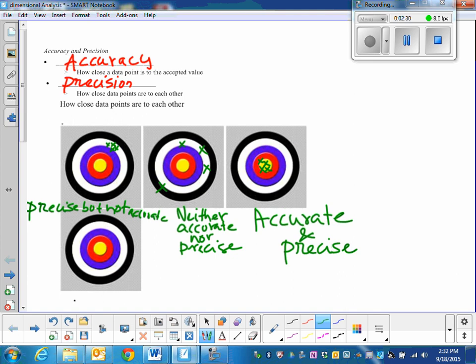Alright? So I threw my darts. Three of them almost land here, but then one lands here, one lands here. What can you say about my data points? Neither really, because if you make an average of the results, can I say it's almost close to accurate? Yes. But it's not precise because they all don't land in the same region. Alright? So you can say it's accurate, but not precise.